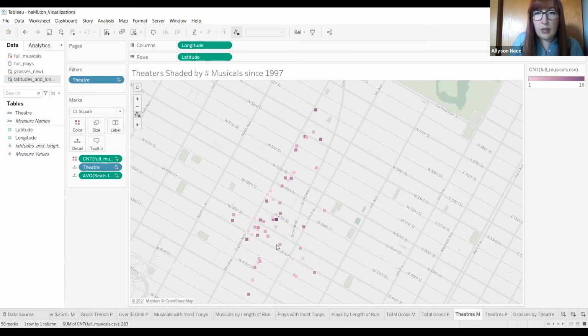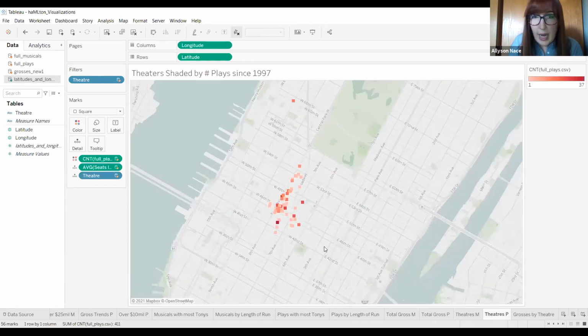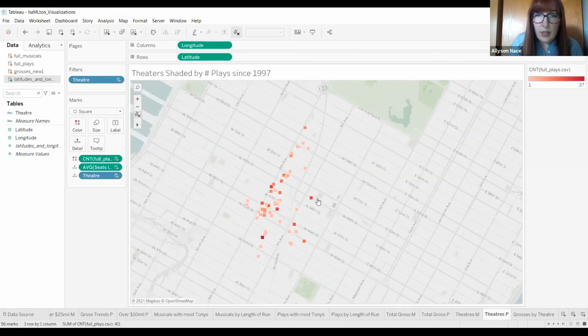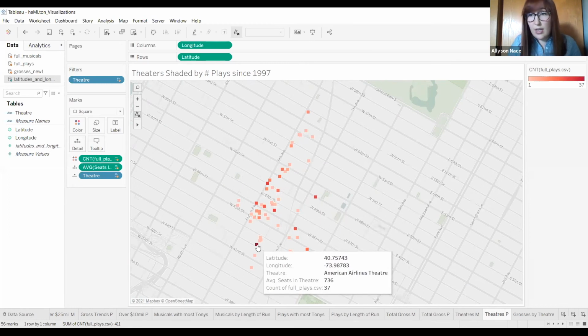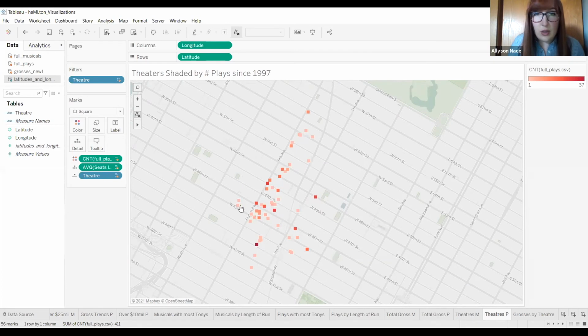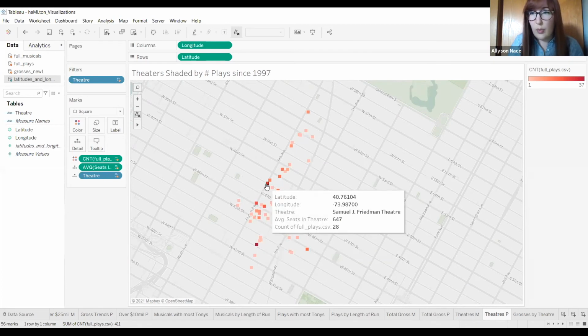I think that's because they're the big blockbusters and they bring in the most money for Broadway. Whereas for plays, you can see the shift to some of these outer theaters, not the ones directly in Times Square. And you'll notice that the ones for plays have a slightly lower seat count too. This one has about 1,000. The American Airlines Theatre has only 700 seats, but it has done 37 plays in the last 22 years from 1997. So plays usually play the smaller theaters with about 700 seats instead of about 1,500 seats.